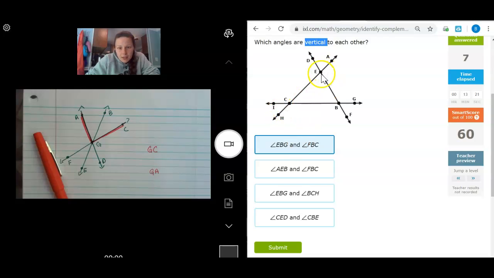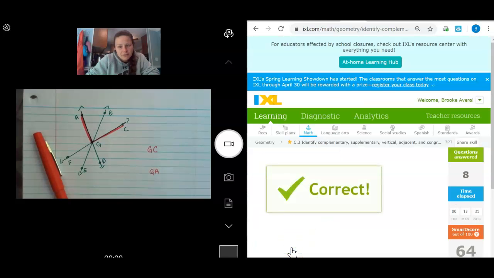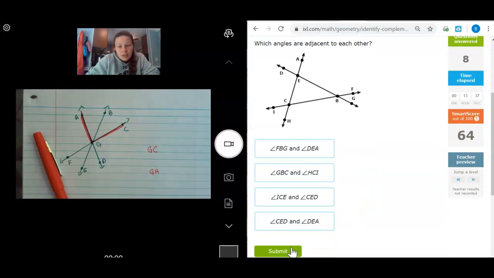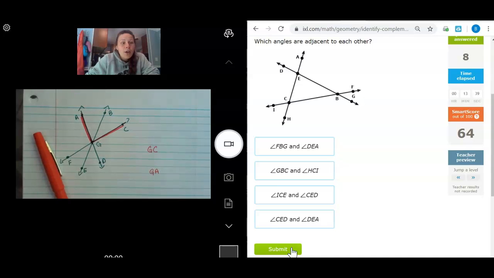So E, B, G is this angle. F, B, C is this angle. So these two angles are across from each other, making them vertical angles. Okay, that's all the stuff that's in this one. Hope that helped you out with C3.